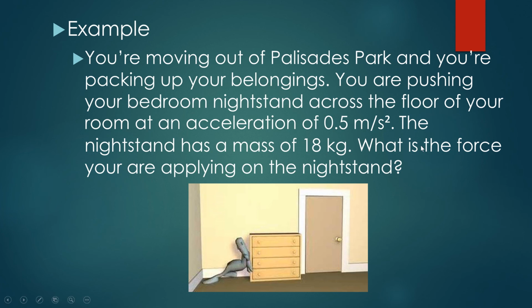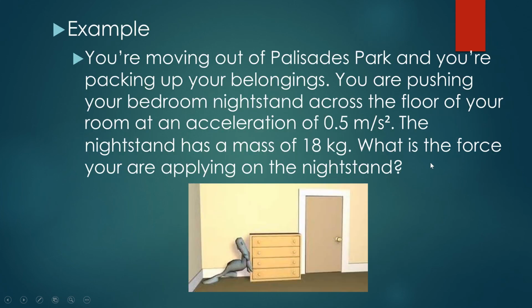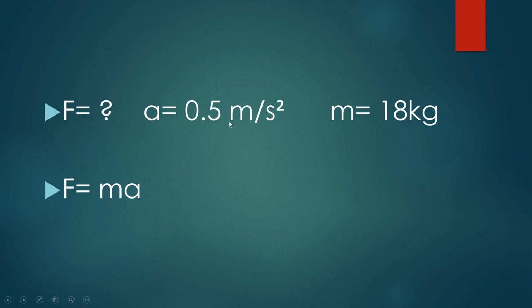So we are looking for force here. So if we were to use this guy over here, we would cover the F and we would have the M and the A left over. So let's see. We are looking for the F. We have the A as 0.5 meters per second squared and the M as 18 kilograms. So how are we going to do this?